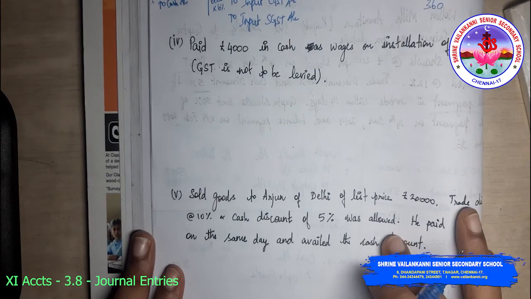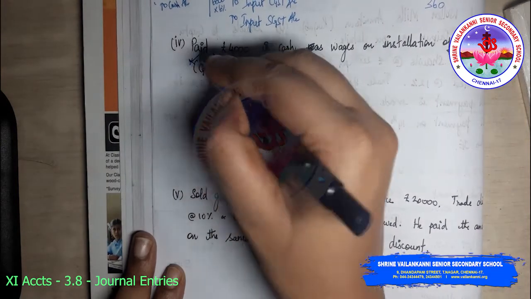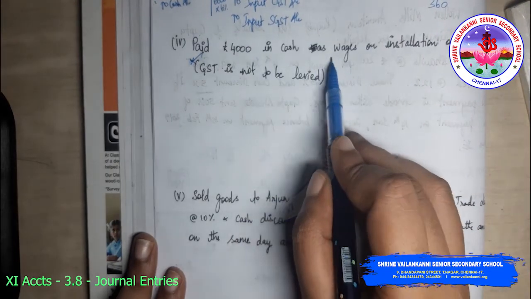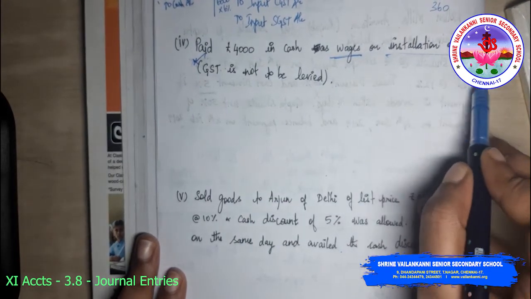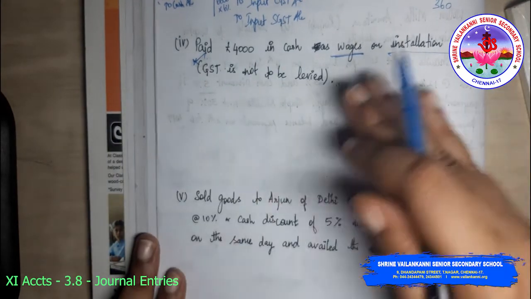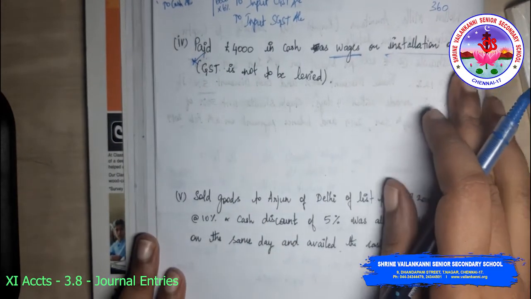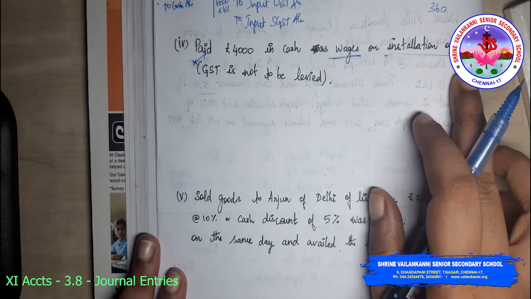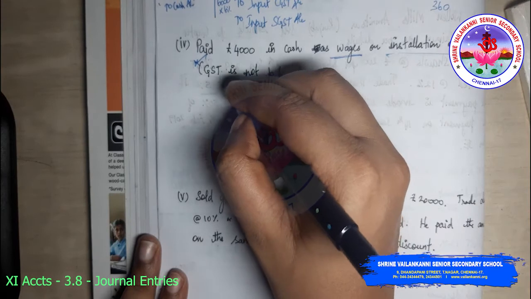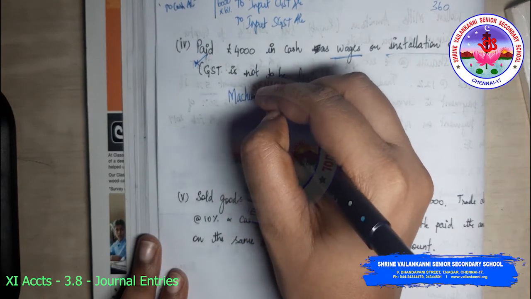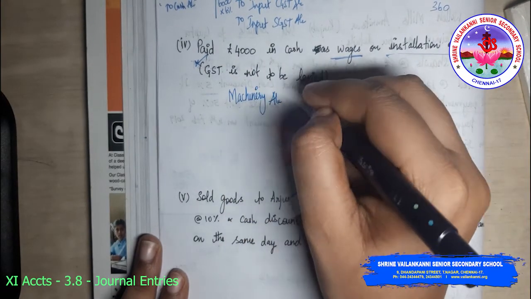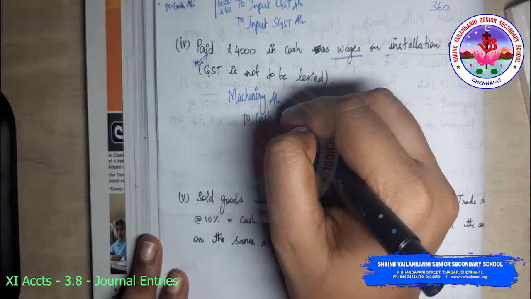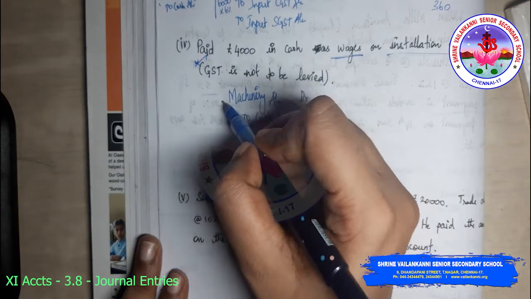Next transaction, paid rupees 4000 in cash, wages on installation of machine. GST is not to be levied. Now GST is not there. So whenever you are paying something as wages for installation of machinery, it's added on to the capitalization cost of machinery. Okay, so it will be shown as machinery account debit to cash account.